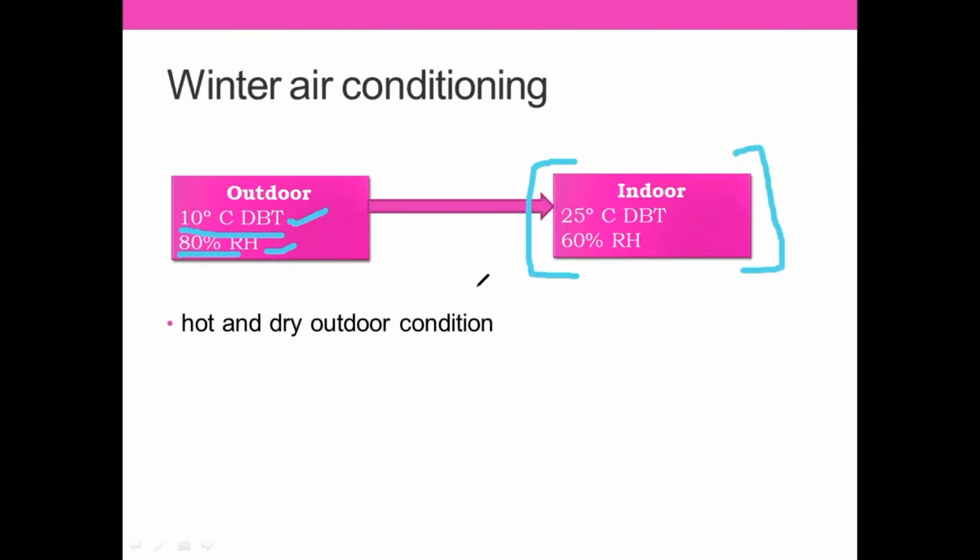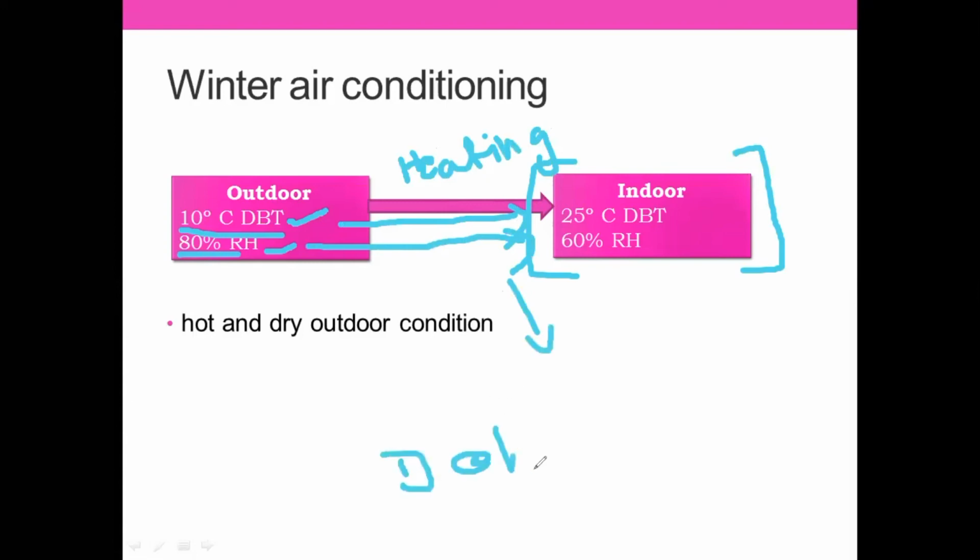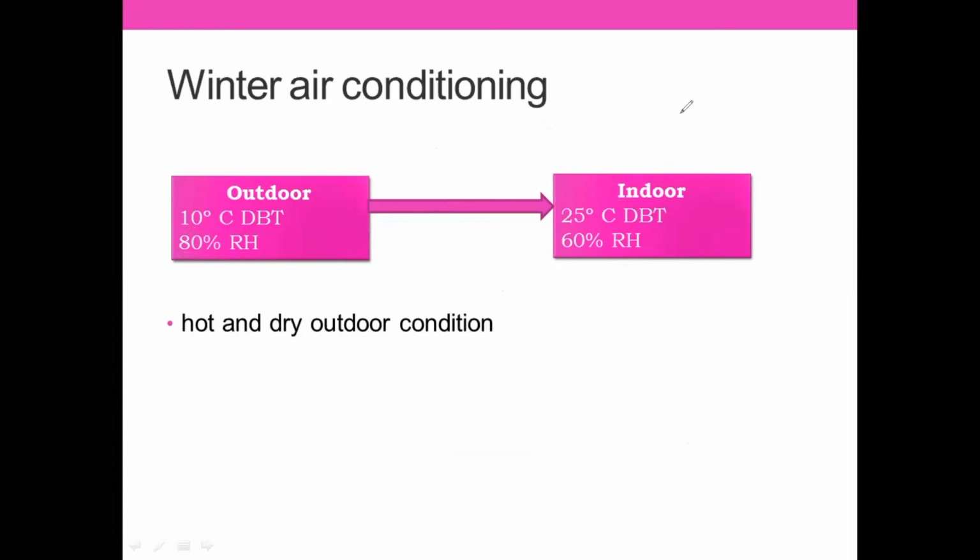Whenever we see this, we are able to understand what types of process we need. To convert 10 degrees Celsius to 25 degrees Celsius, we need a heating process. And then to convert 80% relative humidity to 60% relative humidity, we need a dehumidification process. Okay, so let's go into the topic.